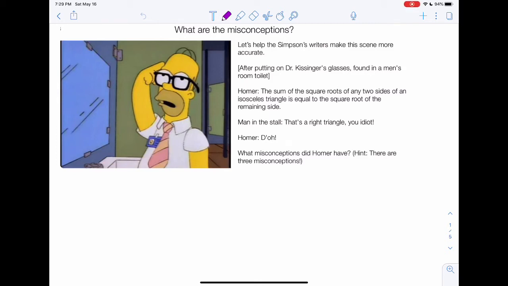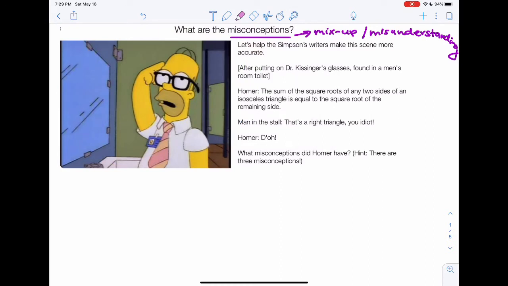Hi guys, so today we're going to be going over the Desmos activity you had on Friday, and a lot of you guys had the question about what the word misconceptions means. So misconceptions is like a mix-up or a misunderstanding. So we were looking for the misunderstandings that Homer had. There were 3 of them like I hinted, and let's go ahead and read it together.